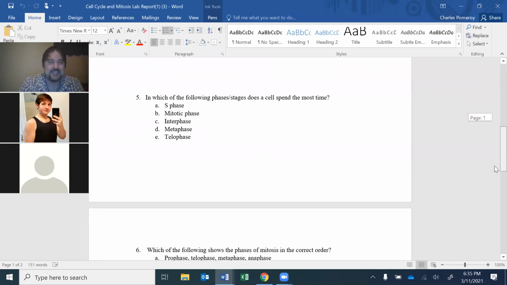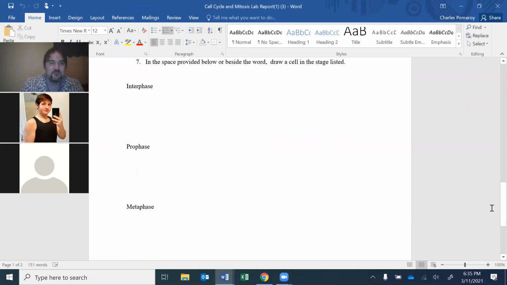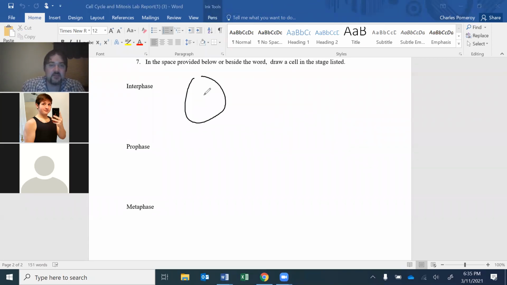How detailed you want to get with this is your choice. I am not an artist. Interphase, it's just going to be a cell being a cell. You're not going to see anything fancy with that. Prophase, I would draw it looking something like little worms in the middle of the cell. Notice the nucleus broke down, so you can see the chromosomes. Chromosomes got nice and shorter. And so I would put something like that.